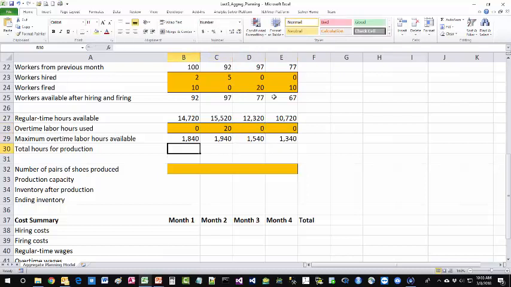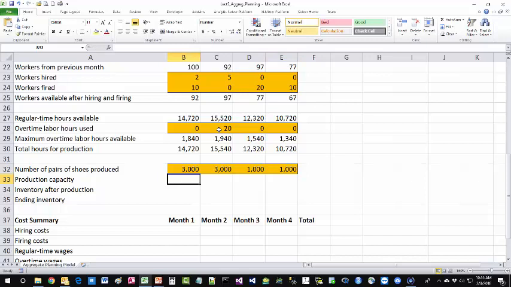Okay, so the total hours for the production then, of course, is the regular hours plus the overtime hours, right? So rows 27 and 28 added up, copied to the right. Okay, the production, let's say we make something up like 3,000 for the first 2 months and 1,000 for the last 2, just to have some numbers to do the math, right?